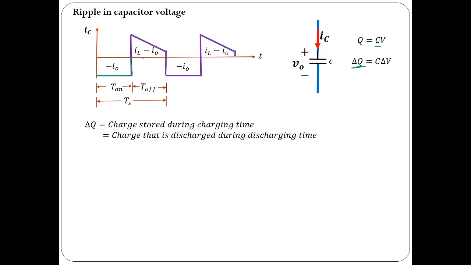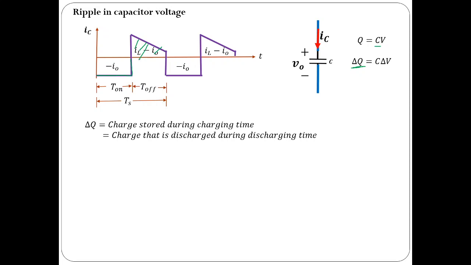So this must be equal to the charge acquired during the other period. There must not be any net charge acquired by the capacitor during one complete switching period. In case there is any net charge accumulated across the capacitor during one switching period, then the capacitor voltage would rise every cycle. So the average current must be 0, and then the area under this curve would be 0. So what is the charge that is acquired during the charging time? That is the area under this curve.